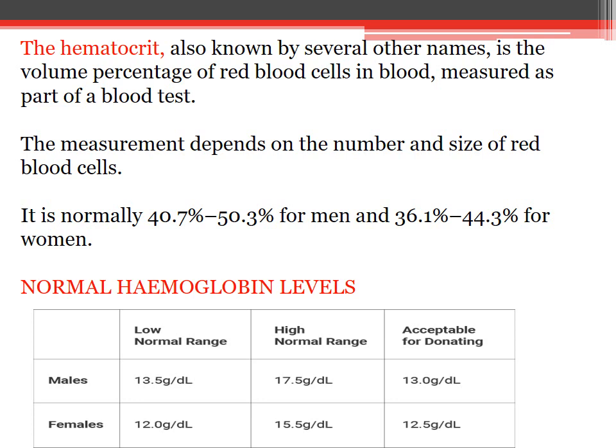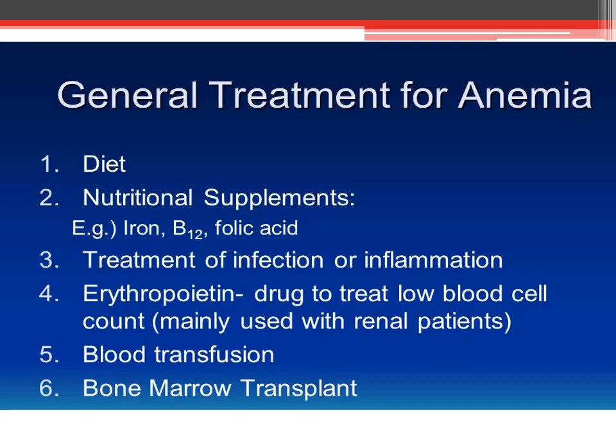It is normally given in percentage form, and this measurement depends on the number and size of the red blood cells. It's normally anywhere between 40 to 50% for men, and somewhere between 36 to 44% in women. So that is the normal hematocrit value. So it's basically the volume percentage of the red blood cells in your blood. And hemoglobin, as you know, differs in males and females. So this is the normal range and expected levels.